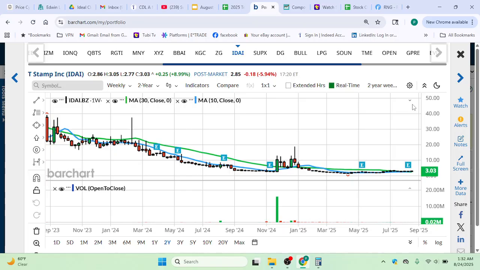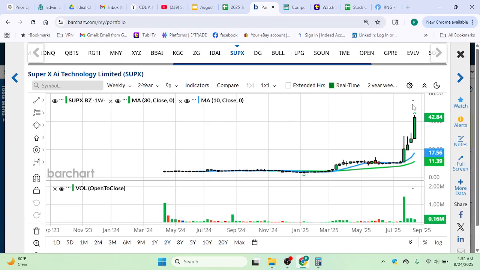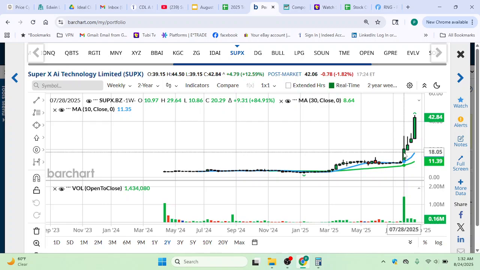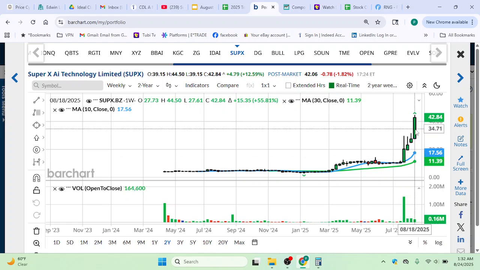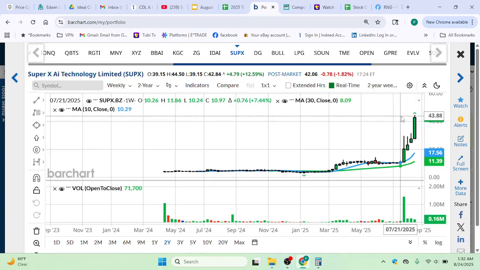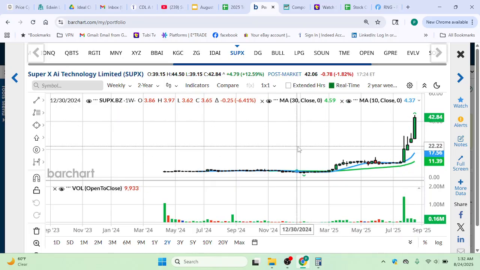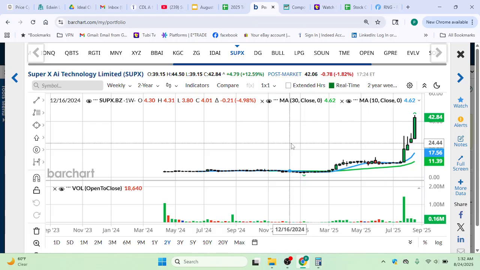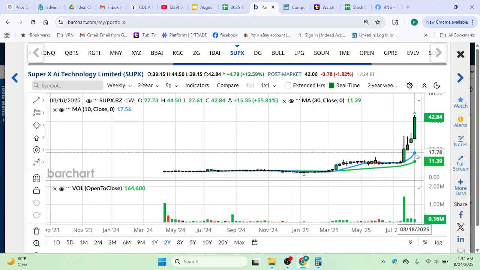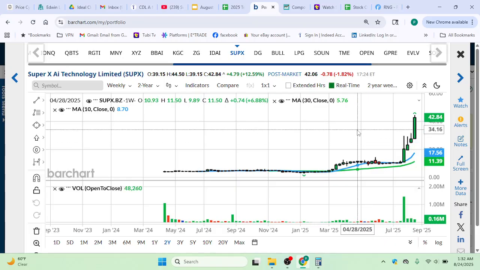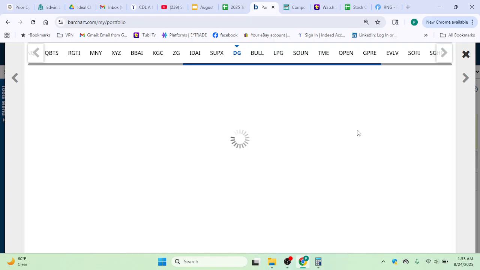Another AI stock, T-Stamp, fairly cheap stock, penny stock, but I've got a very small position in that. SuperX AI, I currently own that. It's a hold. It's really extended. I would not buy it here. It's way too extended to take a new position in SuperX. But if it should pull back significantly, that could give a better entry. But right now would not be a good entry. But I am involved in that one in a small way.